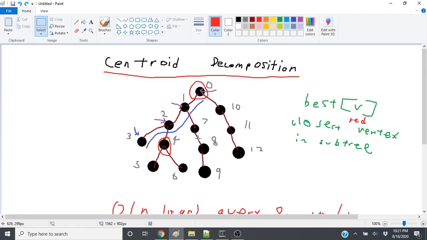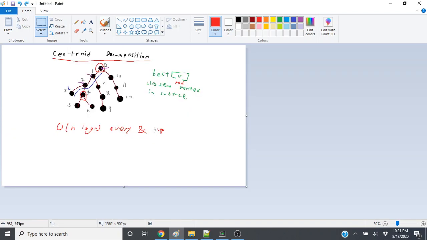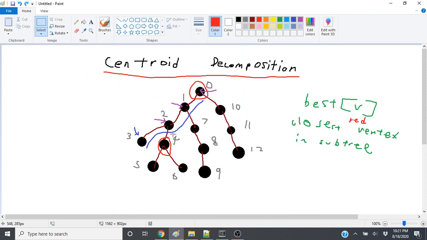Let's define what a centroid is. I'll get rid of all these squiggles. Okay. So a centroid in a tree is any vertex with the following property.